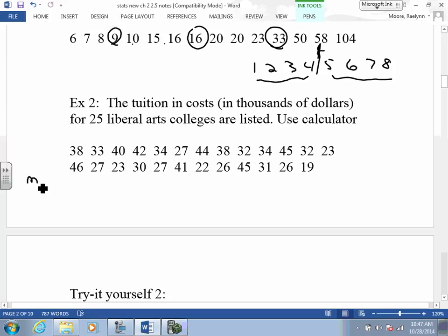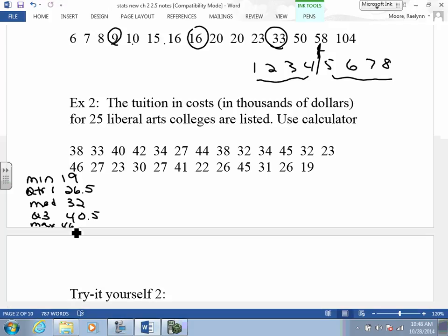So what's your min? What's your quartile 1? What's your median? 32. Quartile 3? 40.5. And what's your max? 46. Okay. Notice your data's not that spread out. It's not that variable. Go up and look at your standard deviation for me. What's your SX? 8. Okay.